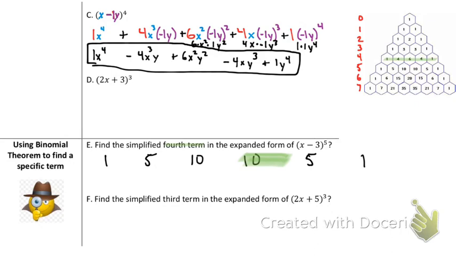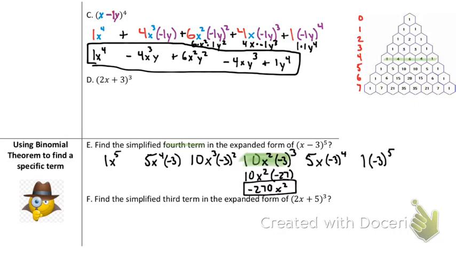I'm going to complete it, so if you want to pause the video, you can. So again, I only simplified the fourth term. This will be the answer to the fourth term in this binomial expansion. Go ahead and practice with F, see how you do, and we'll go from there.